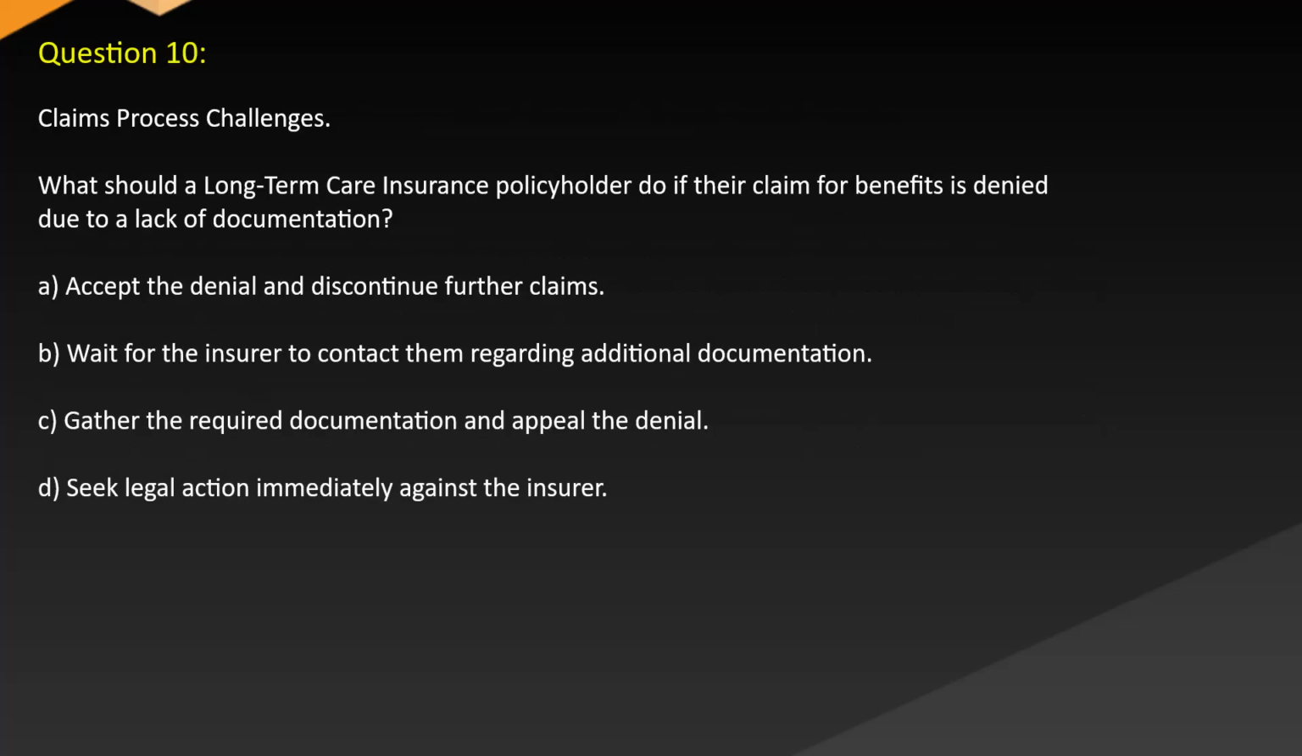Question 10. Claims process challenges. What should a long-term care insurance policyholder do if their claim for benefits is denied due to a lack of documentation? A. Accept the denial and discontinue further claims. B. Wait for the insurer to contact them regarding additional documentation. C. Gather the required documentation and appeal the denial. D. Seek legal action immediately against the insurer.